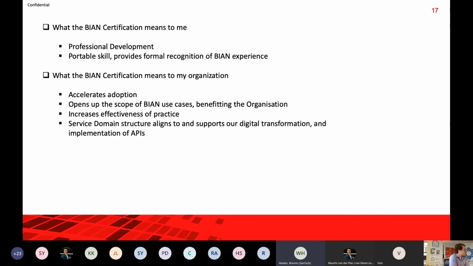And the final point there is around the service domain structure, which is one of the key premises of BIAN itself, from which you hang all of your software off, really, that principle. So in the company I work for, the digital transformation we're going through supported that very well in our implementation of APIs, as one of the examples. I'll go into more detail in the next slide.